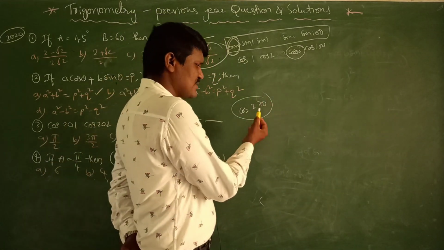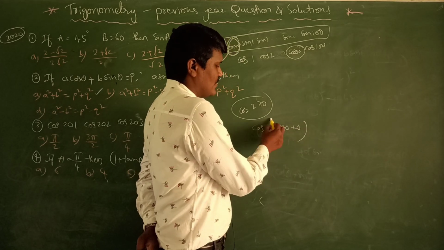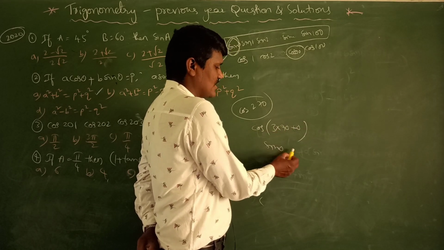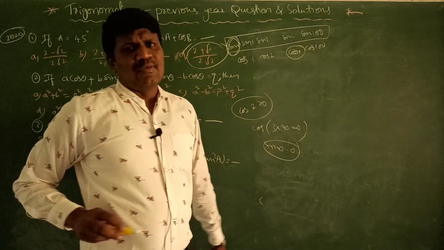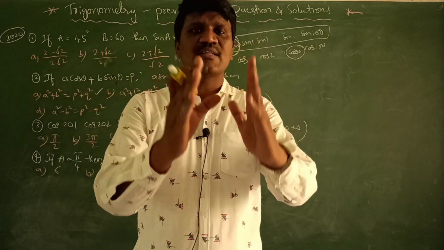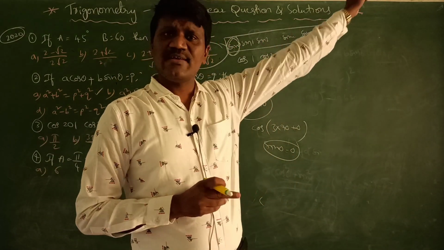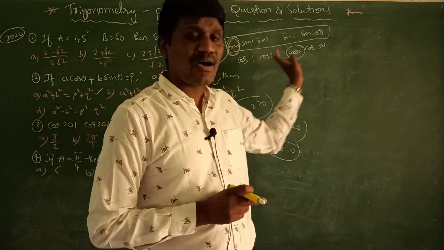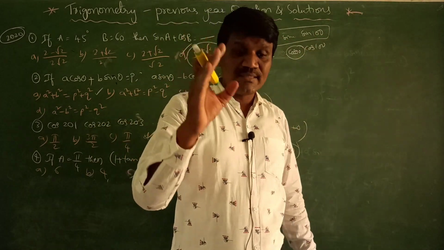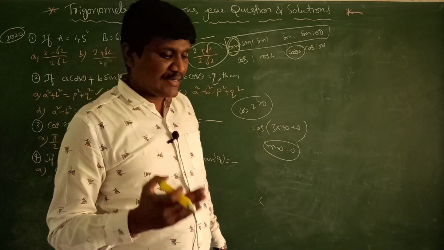So cos 270 value is 0. How is cos 270 0? You can write cos 3 into 90 plus 0. This is sin 0, which is 0. Anyway, you will learn this in intermediate first year, but for the POLYCET, remember, if it is a value related to sin, 0, 1, 2, 3, any value, the answer is 0. For cos also, the answer is 0. But for tan, what will it be?